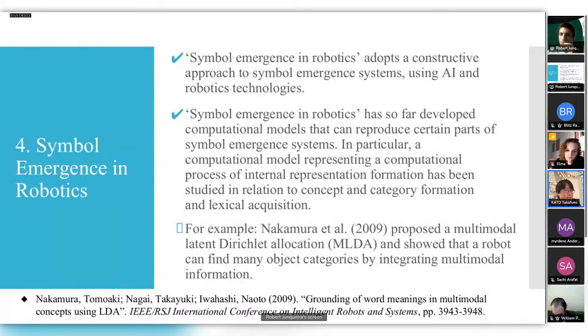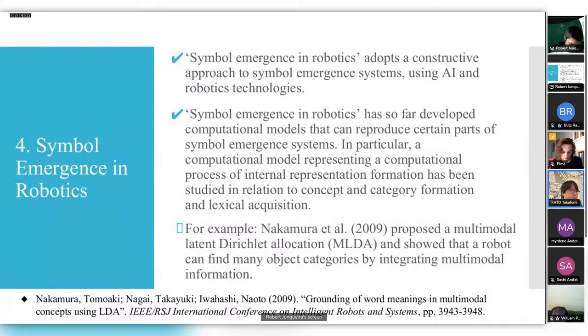Agents in a symbol emergence system need to obtain representation learning capabilities. Nakamura et al. proposed a multimodal latent Dirichlet allocation and showed that a robot can find many object categories by integrating multimodal information such as visual, auditory, and tactile information. It was also shown that the robot can find object categories in an unsupervised manner even without human annotated data.